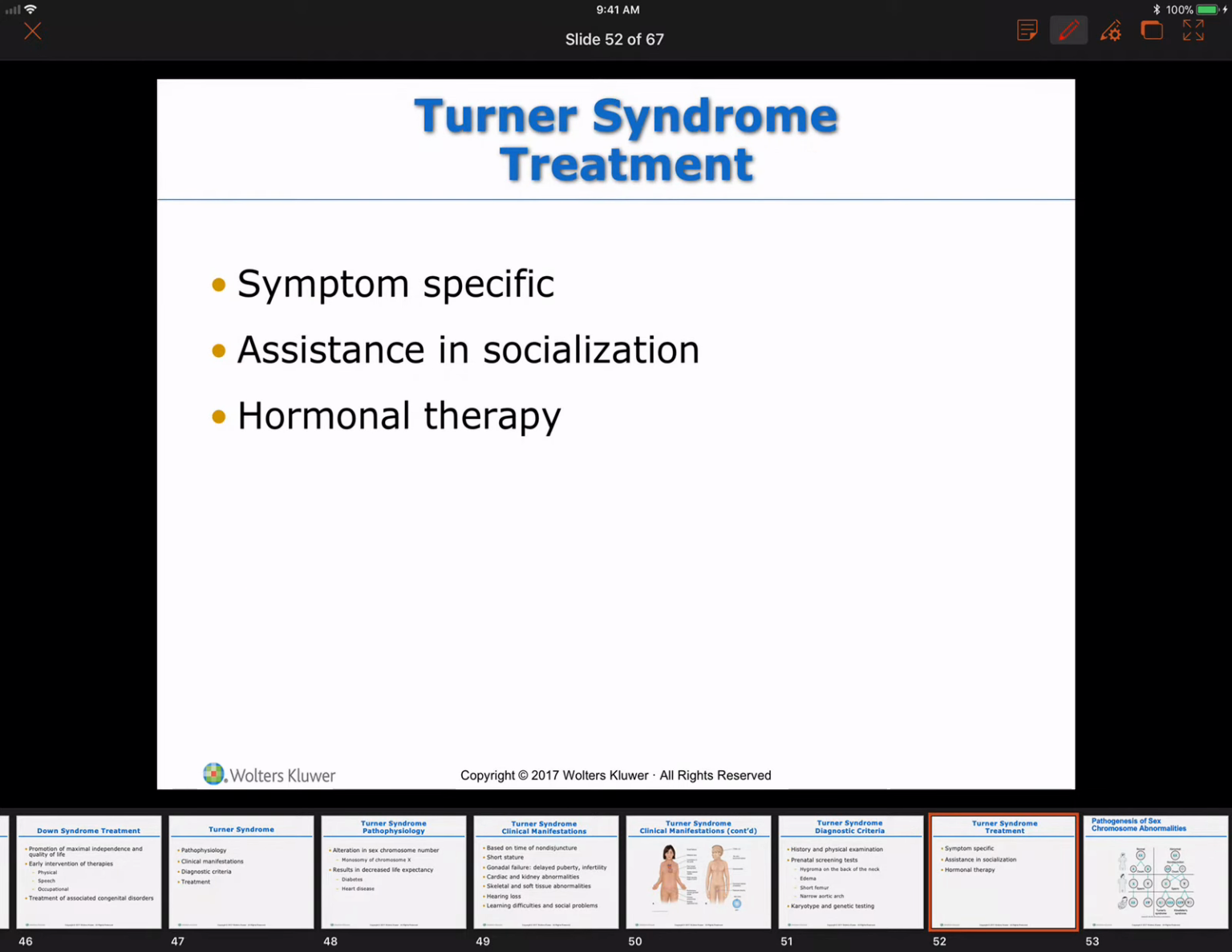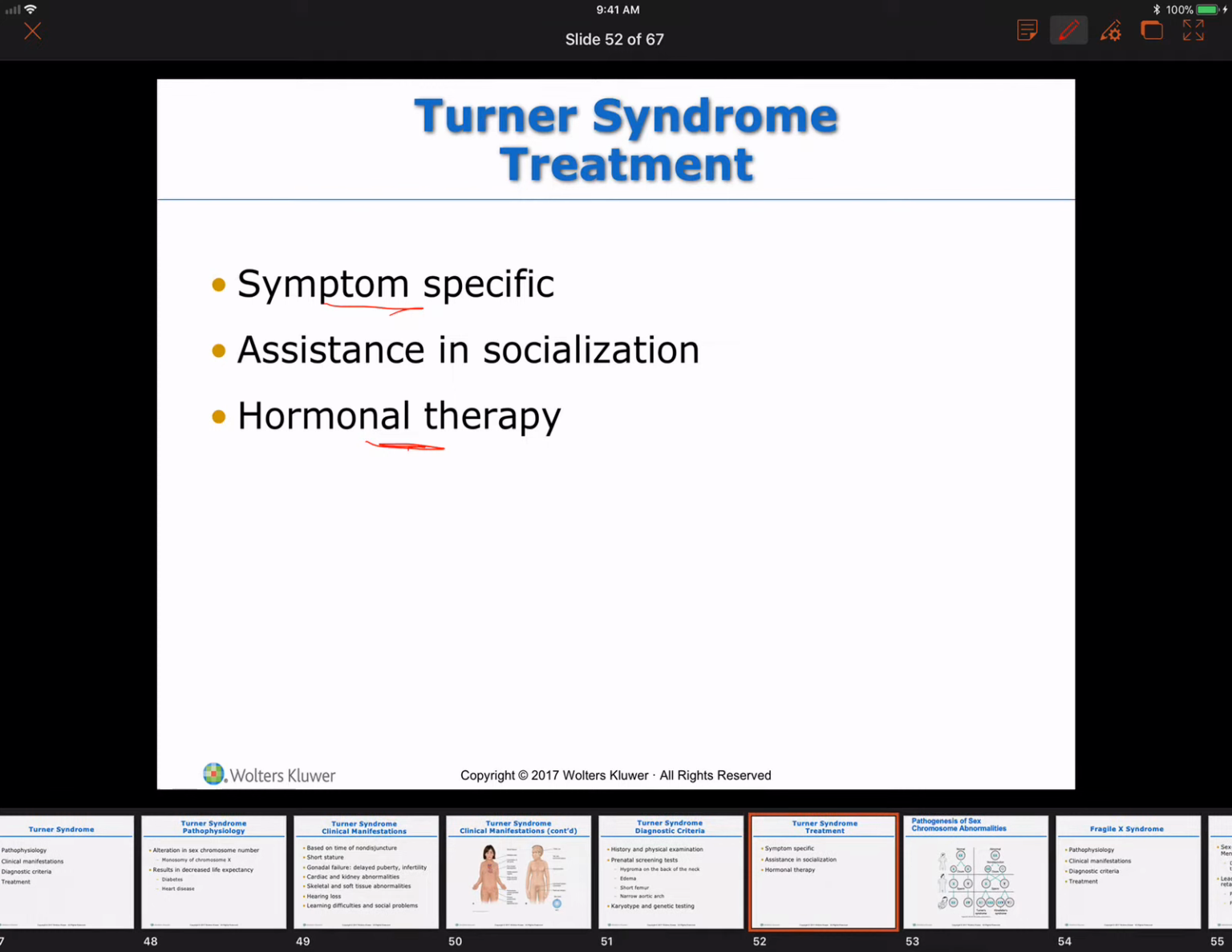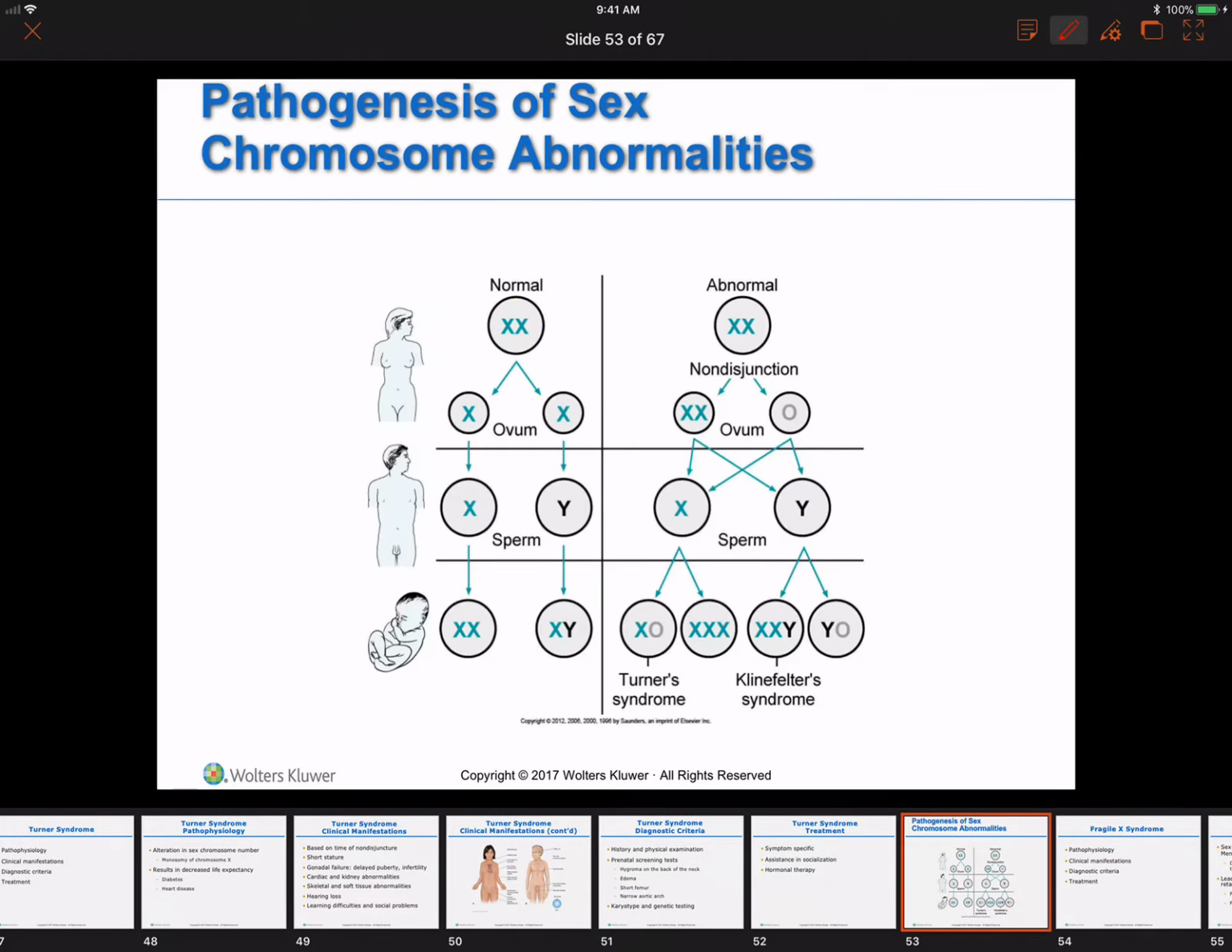Treatment-wise, again, it's really based on symptoms, so there's nothing specific. Sometimes hormone therapy is used to trigger puberty, menarche, and pregnancy as well. All right. Now, with sex chromosomes, again, similar to what we've encountered with autosomes, problems could vary greatly.